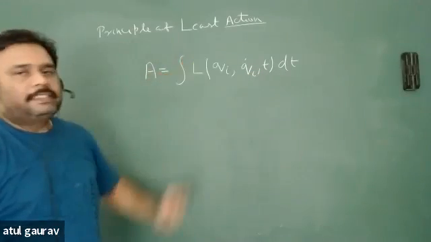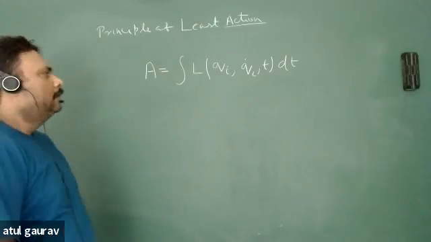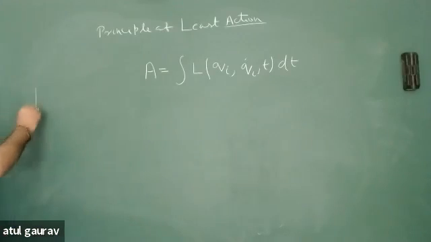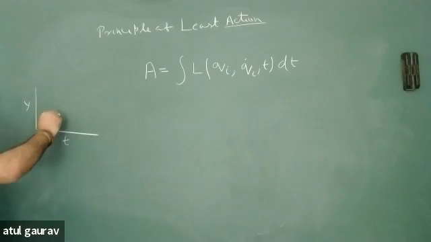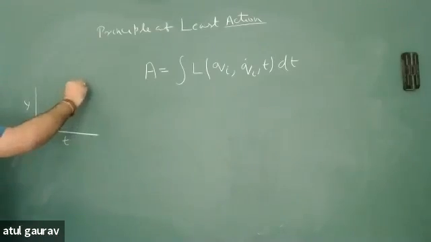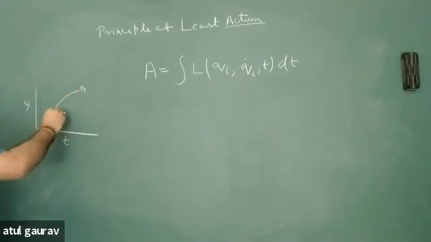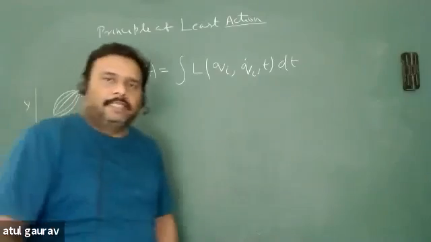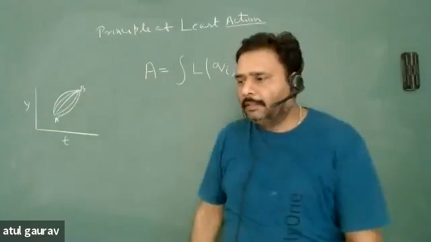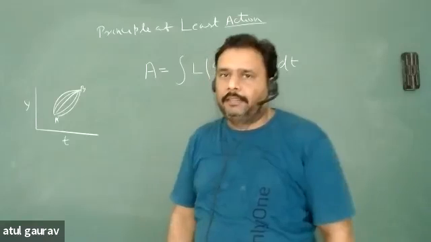What does the principle of least action tell us? You can see, suppose we have a one-dimensional system, and this is x versus t, and I just want to go from point A to point B. We can go like this, like this, like this. There can be an infinite number of paths.